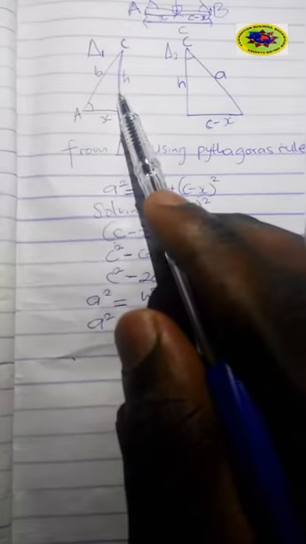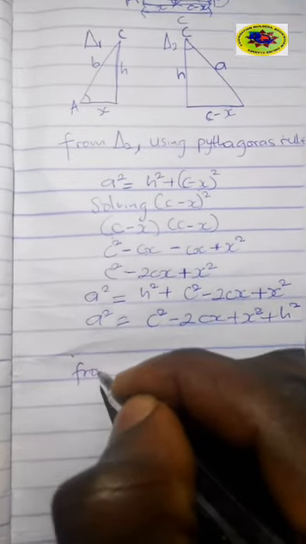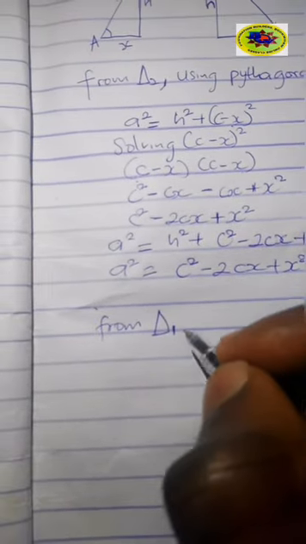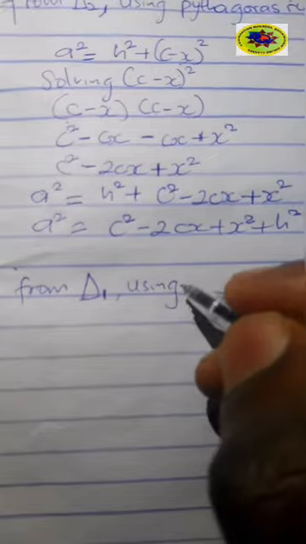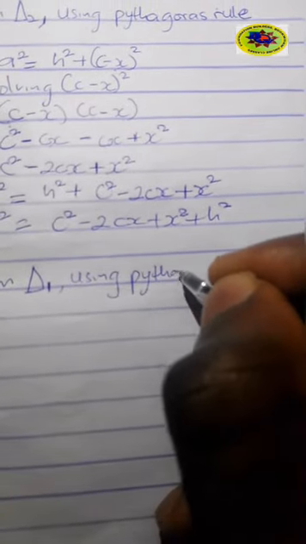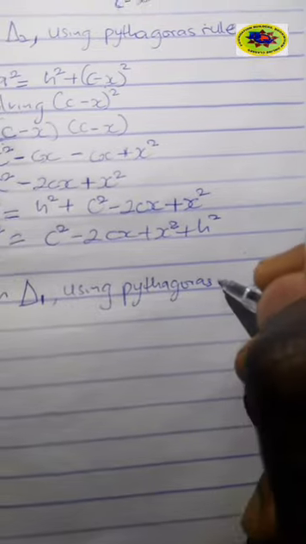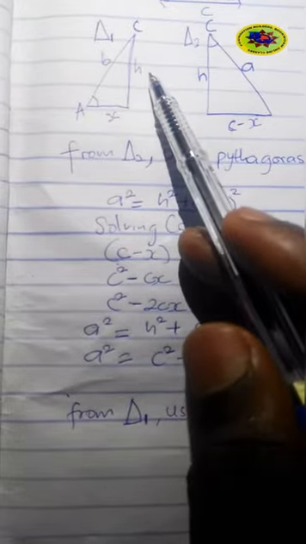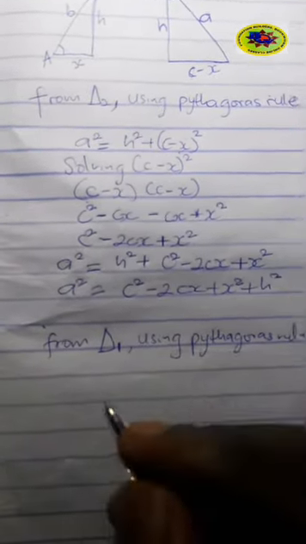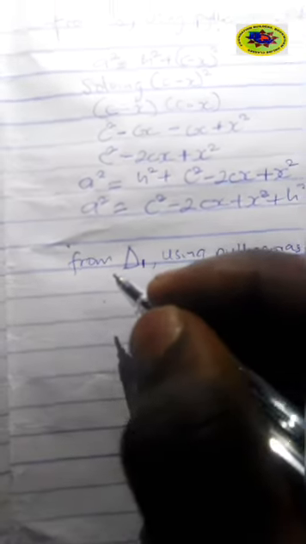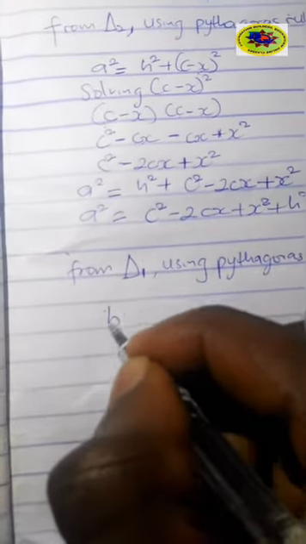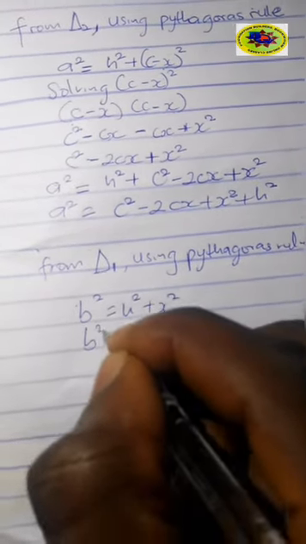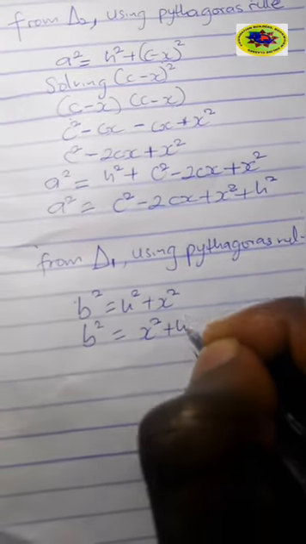Now let's go to this other triangle. Using the first triangle and the Pythagoras rule, that means b square is equal to h square plus x square. That is still the same as b square is equal to x square plus h square.